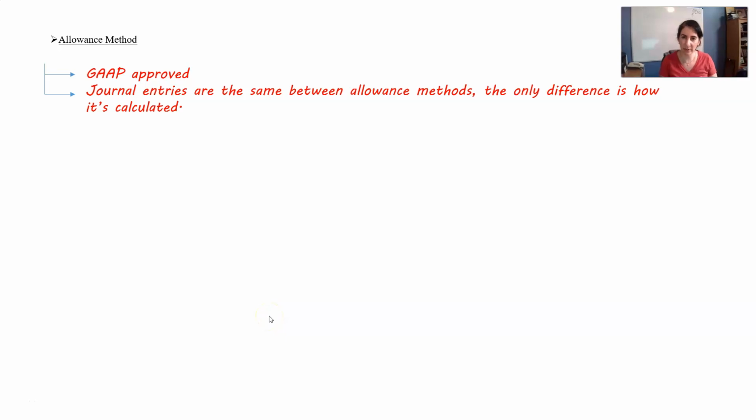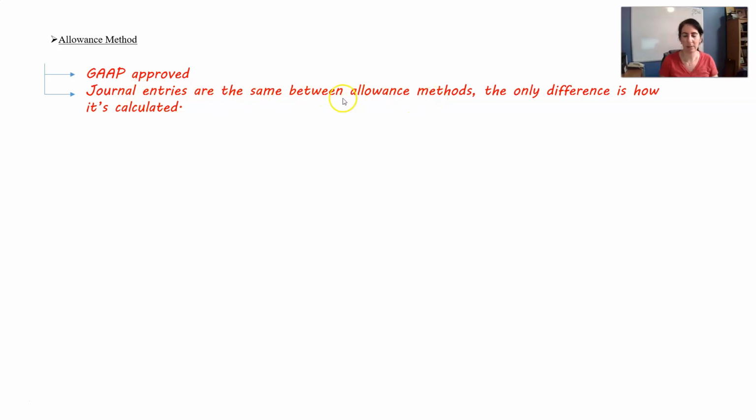All right, we went through the direct write-off method and the other one. So now here's the other. Direct write-off method was the non-GAAP approved, but easy. Now we have the allowance method. The allowance method is GAAP approved. Journal entries are the same.